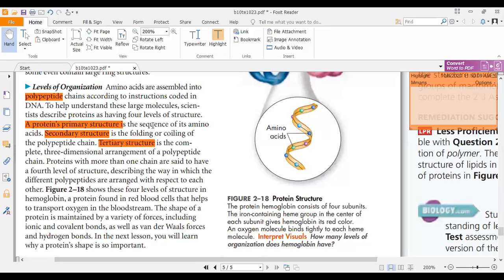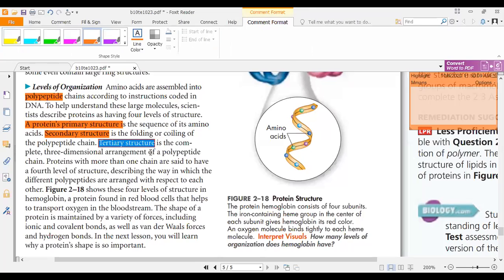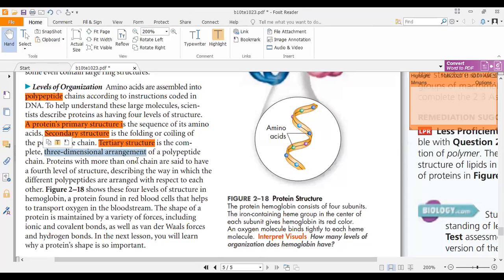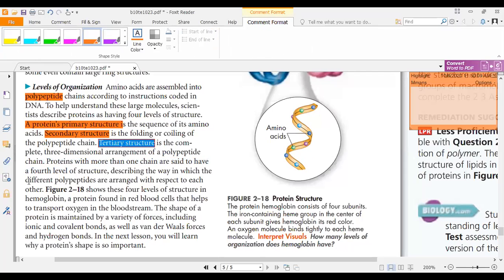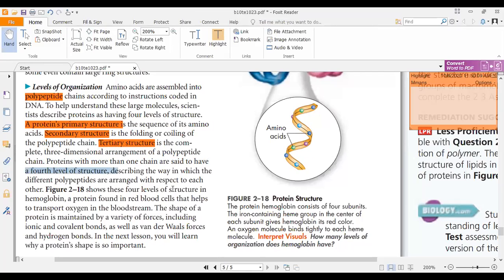So we have primary structure, a sequence of amino acids. Secondary structure, folding or coiling of the chain. Tertiary structure is three-dimensional arrangement. And proteins with more than one chain have the fourth level structure. This is the first, secondary, tertiary, the third, and the fourth level. Any questions at this point?